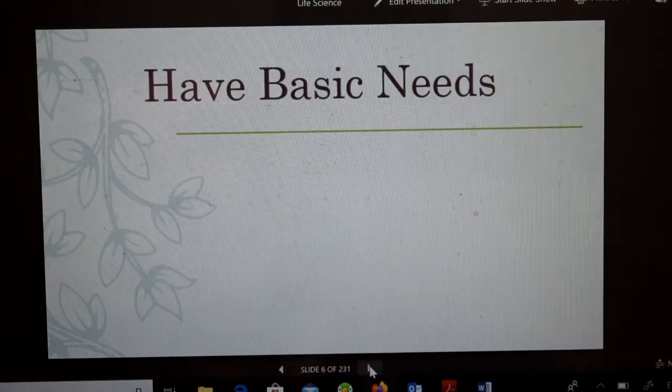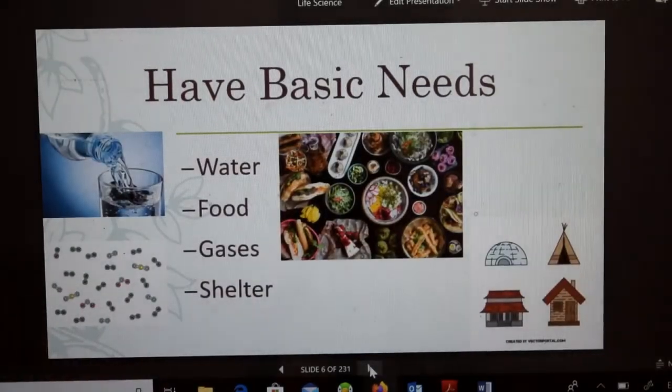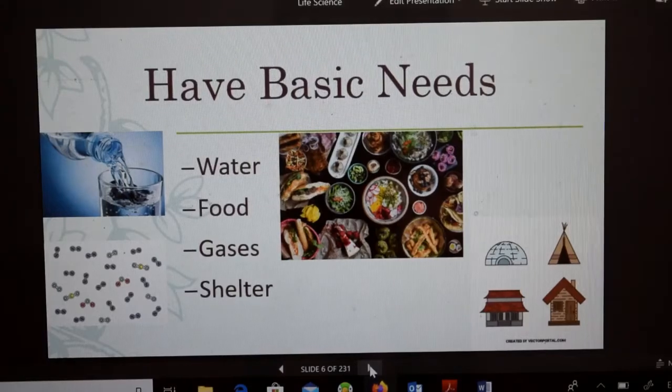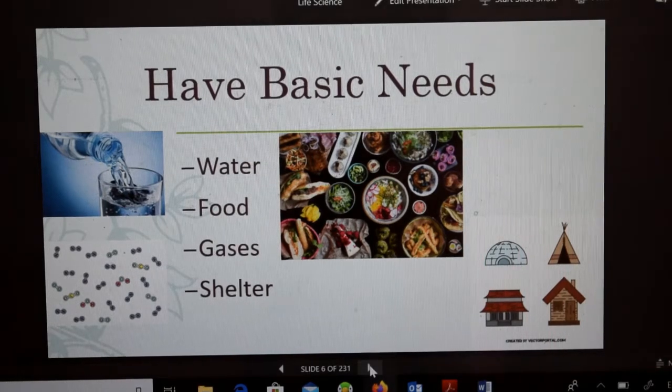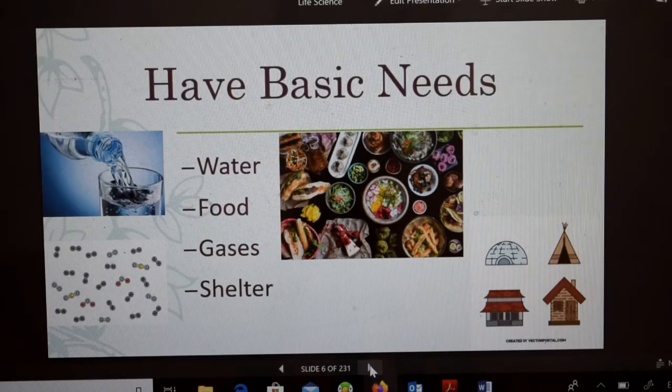The next one, organisms have basic needs. Think about your basic needs. You need water, you need food, you need a place to live, you need to breathe in oxygen or different gases. The reason why we don't say oxygen there is because trees don't need oxygen, they need carbon dioxide.